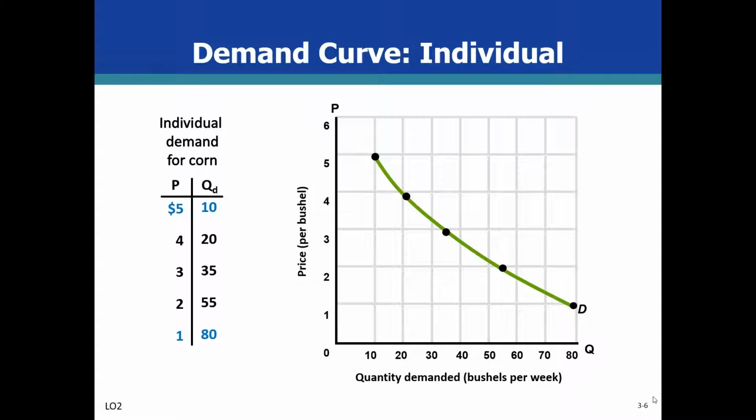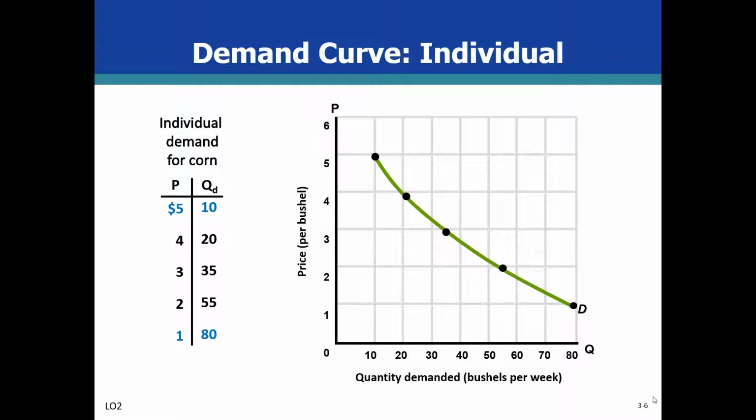Let's specifically take a look at the demand curve for an individual and review the concept of quantity demanded. On the vertical axis, we have the various price levels for a bushel of corn. This is just an example. It can be anything. The demand curve is downward sloping for all products and services. We're going to use corn in this particular example. On the horizontal axis, we have the quantity demanded in terms of bushels per week.